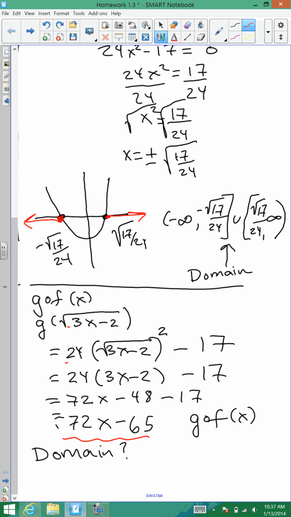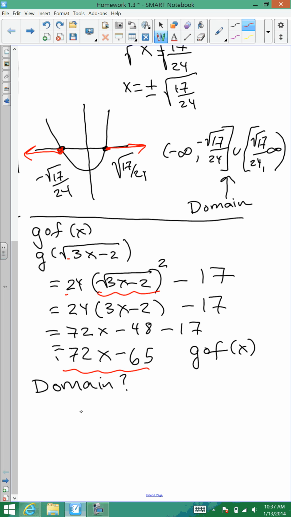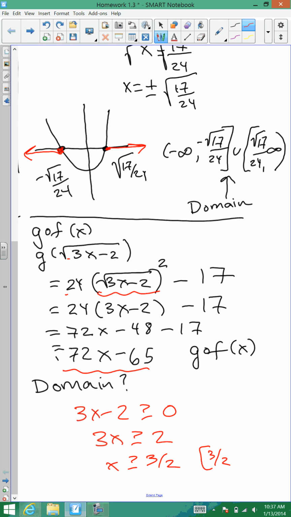So really, you have to make sure, can every x go through this piece right here? And if it can, then you need 3x minus 2 to be greater than or equal to 0, so you can go ahead and take that square root. So that means you need 3x greater than or equal to 2, or x greater than or equal to 3 halves. And that is your domain: 3 halves to infinity.